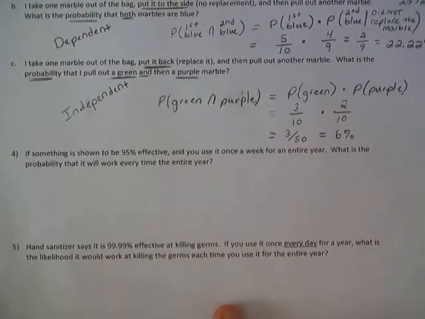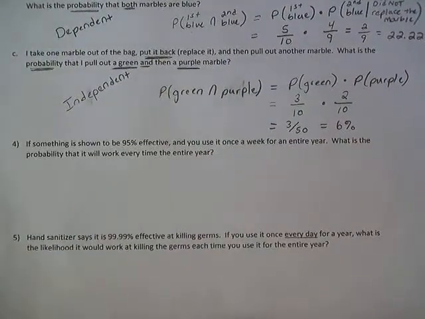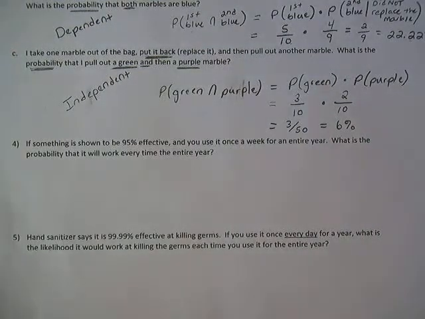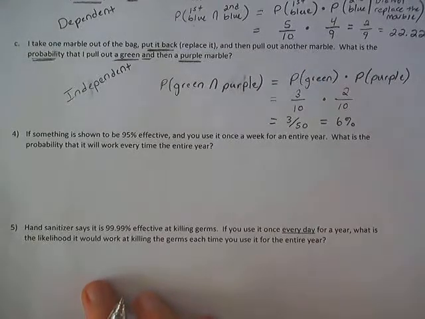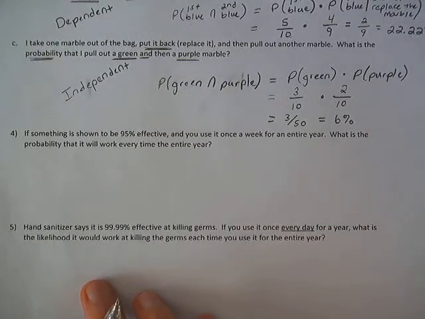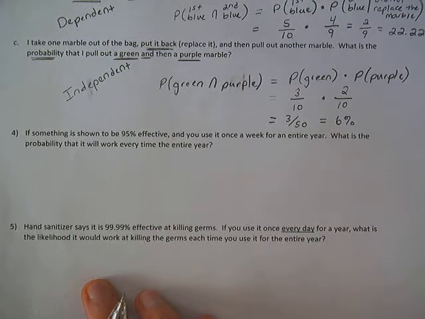All right, so the last couple of problems that we're going to do are just different types of problems that you may see with the intersection stuff. And they're actually a little easier than the problems we were just doing, but you just have to know how to approach them. All right, so number 4 says, if something is shown to be 95% effective and you use it once a week for an entire year, what is the probability that it will work every time the entire year?